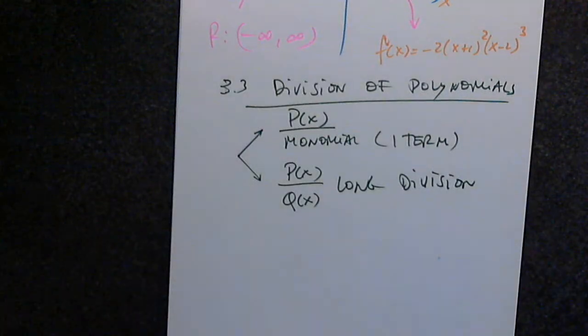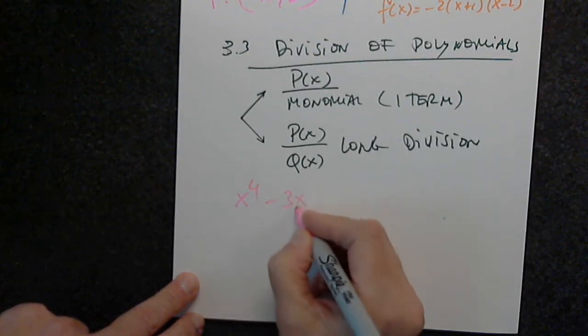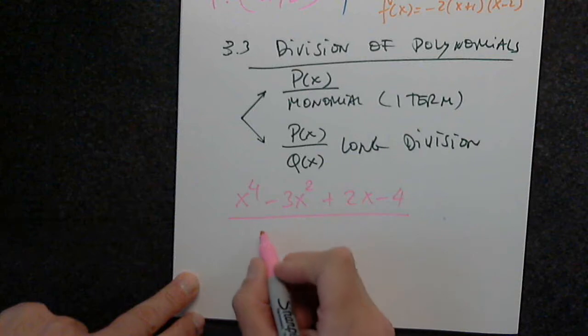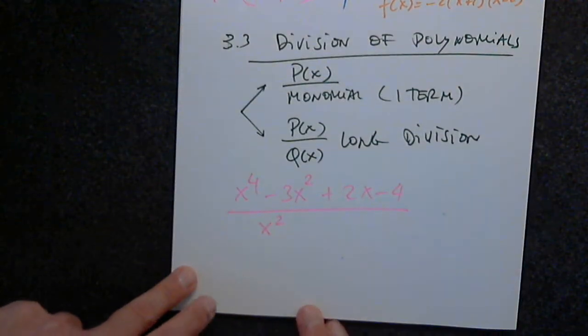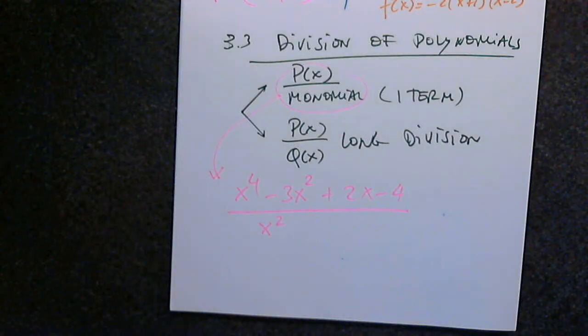I'm sure this is a review for all of you, but I will present everything from scratch. Let's say x to the fourth minus 3x squared plus 2x minus 4, and let's say we divide by x squared. And this is the first situation, where the denominator is just one term.